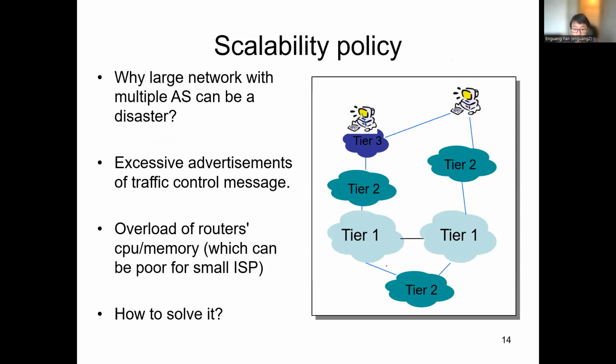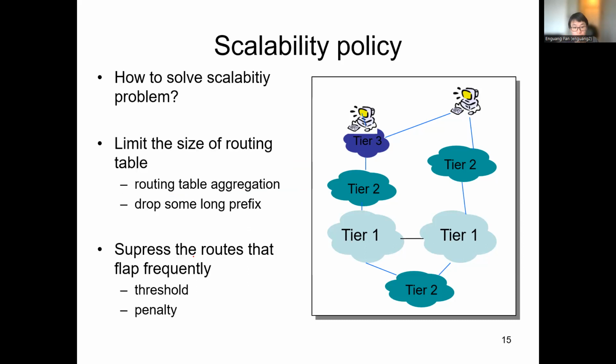it means when a network becomes larger and larger, it can be a disaster. Why? There will be excessive advertisements of traffic control messages, which will basically congest your link. So it will overload the router CPU or memory, because some small ISPs use very poor routers, you know. So how do we solve that? Two possible ways. First, we can limit the size of our routing table.